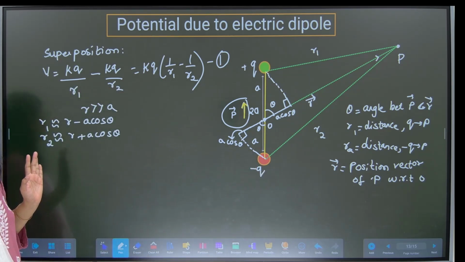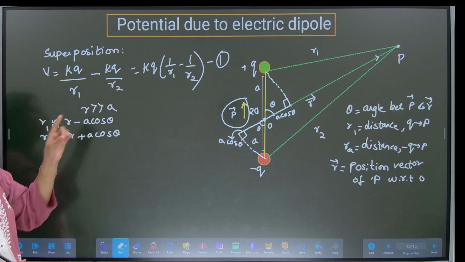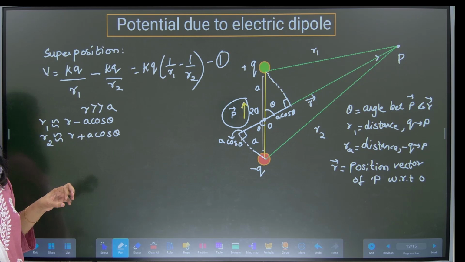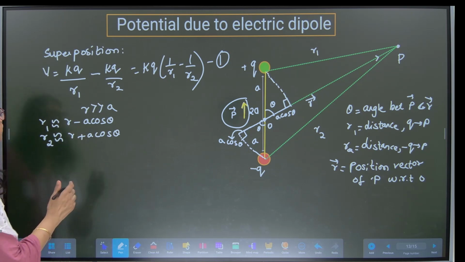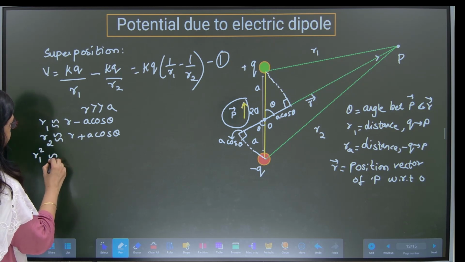Fine. Okay. Now, I am trying to reach 1 upon R1 and 1 upon R2. So, I will do the maths on R1 and we will try to find it out for R2 also accordingly. So, I am just squaring R1 on both the sides.